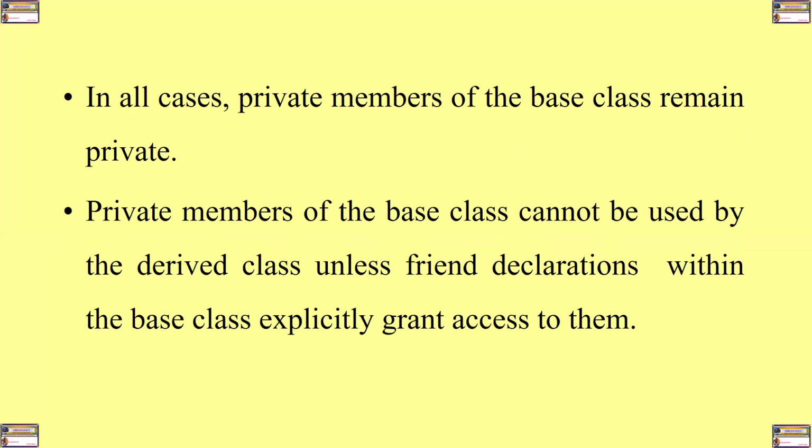Private members of the base class cannot be used by the derived class unless friend declarations within the base class explicitly grant access to them. My dear students and the rest of the learners, do you remember what are called friend classes or friend methods? If you don't remember, kindly go through the previous presentations on the MLSWAP ICT YouTube channel under object-oriented programming in C++, with your focus being on the videos that have the word friend.